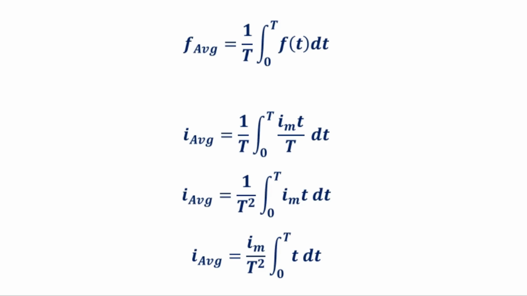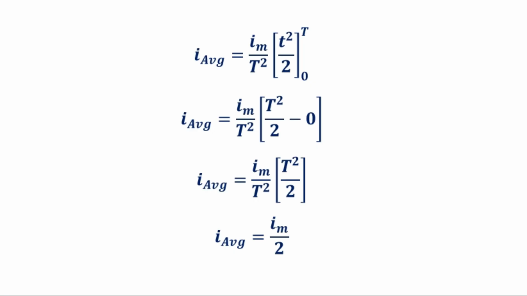The value of I average equals 1 by T into integral 0 to T, where the function is Im into small t by capital T into dt. Therefore, I average equals 1 by T squared into integral 0 to T of Im into small t dt. Now if you take Im by capital T squared common, into integral 0 to T of small t dt, I average equals Im by T squared into the integral, t squared by 2 with limits of 0 to capital T. Now by substituting the limits, t squared by 2 minus 0, the value of I average equals Im by 2. It is the average value of a sawtooth waveform.